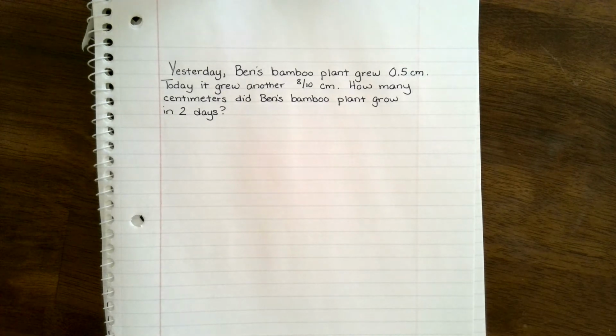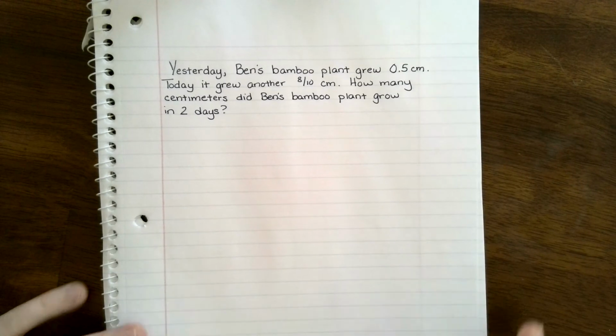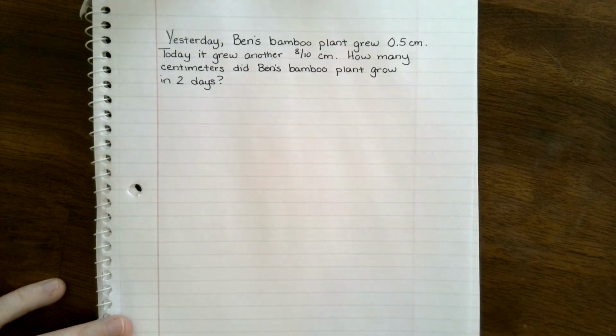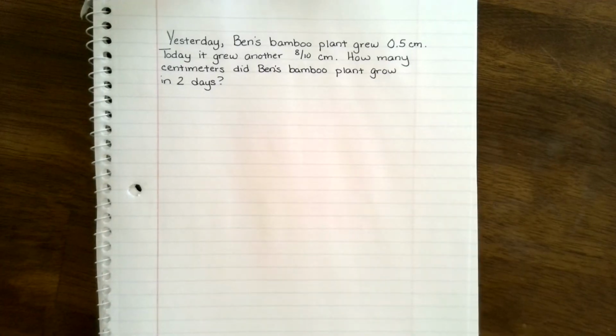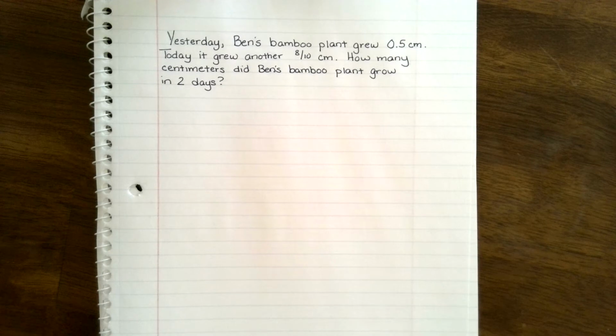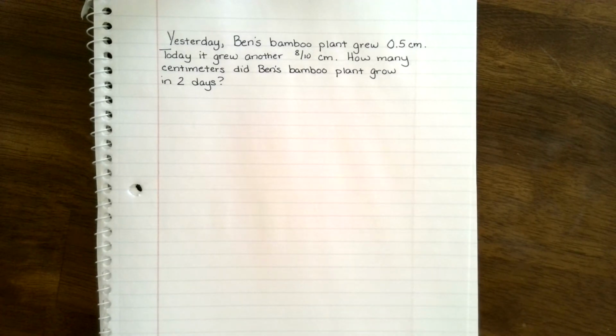So those of you that have done model drawings with me before, you know that the first step is to read the problem. And then the second step is to turn the question into an answer. So we always know that we're doing the right steps in our problem and not answering some question that it's not actually asking. So when we read our problem, it says, yesterday, Ben's bamboo plant grew 0.5 centimeters or 5/10 of a centimeter. Today, it grew another 8/10 of a centimeter. How many centimeters did Ben's bamboo plant grow in 2 days?